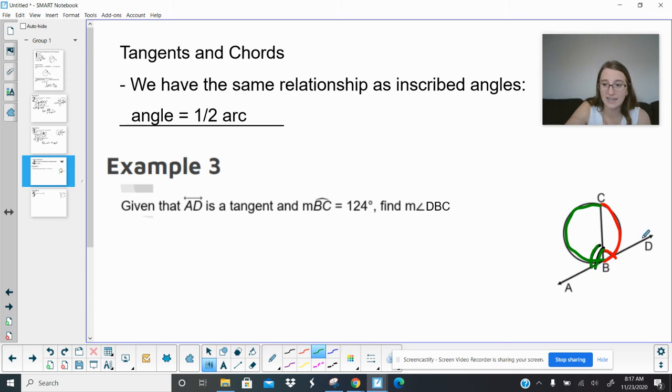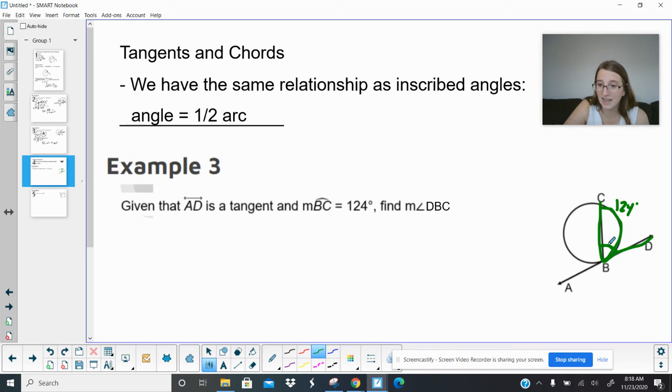It says given that AD is a tangent, so we know that, and we have the measure of BC. I'm going to go ahead and erase this. Now be careful, this is an arc. So take a moment and try and draw that picture and label where we would put the 124. So this is an arc, so that's this right here. Arc BC, it's not an angle. We are trying to find the measure of D to B to C.